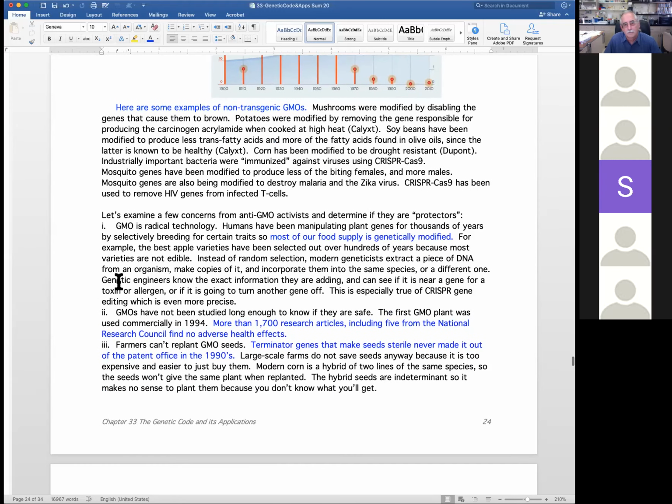So here are some examples of non-transgenic GMOs, and it actually includes foods that are put into much of our other processed foods. Pretty much anything with corn in it, olive oils, and all this other kind of stuff.